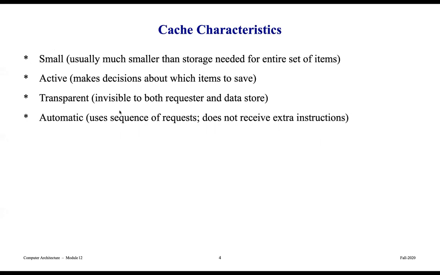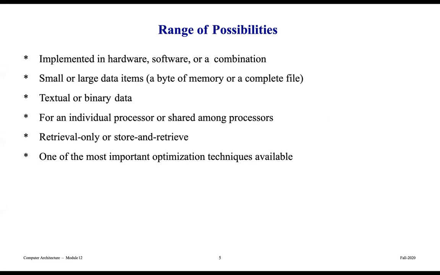It's transparent. It's invisible to both the requester and the data storage. And so this gets into an interesting example of, quote, virtual memory, that the asking device doesn't really need to know the information of where it's coming from. But if this ends up making the performance a lot faster, it's definitely an advantage. And lastly, it's automatic. It uses the sequence of requests. It does not receive extra instructions. So it's not anything new. It's just taking the existing information and processing it in a faster way.